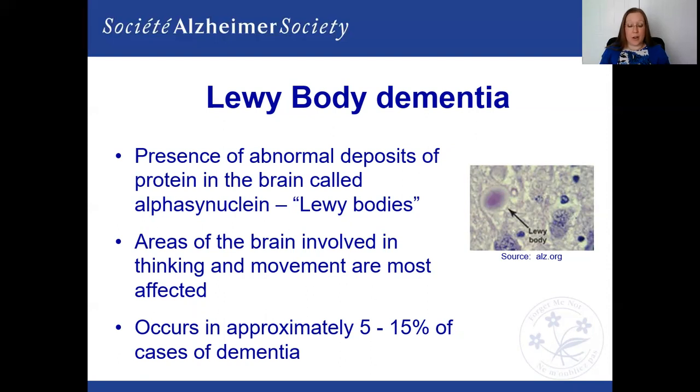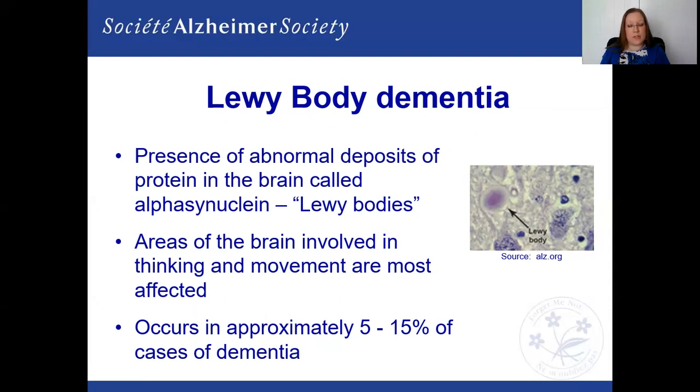Doctors, unfortunately, do not know what causes Lewy bodies to form. However, Lewy bodies have the presence of a protein that is also seen in Parkinson's disease, which does suggest that the conditions may be linked in some way. So Lewy bodies typically affect the areas of the brain that involve thinking and movement.